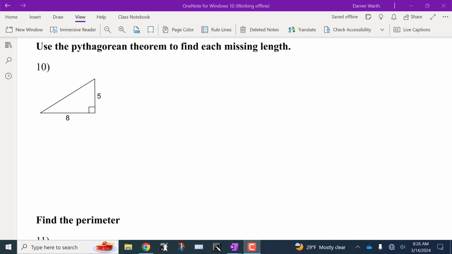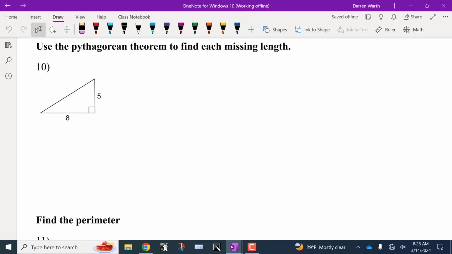Okay, on number 10 on your review, it just says use the Pythagorean theorem to find each missing length. So you just got to remember what the Pythagorean theorem is. The equation is a squared plus b squared equals c squared. And remember, a is this side right here. So a is the lower side, b is the side right there, and c is the side over here.